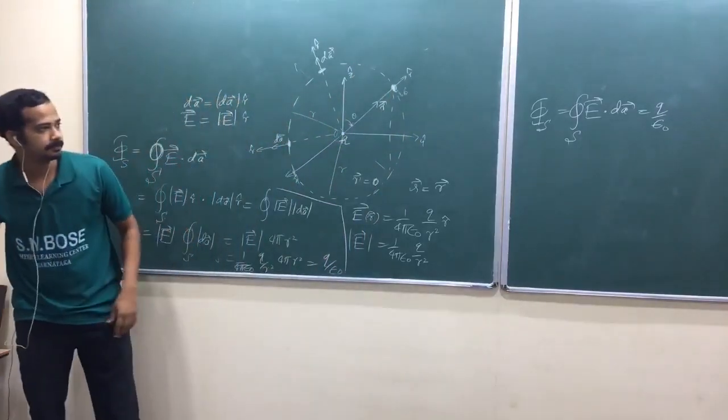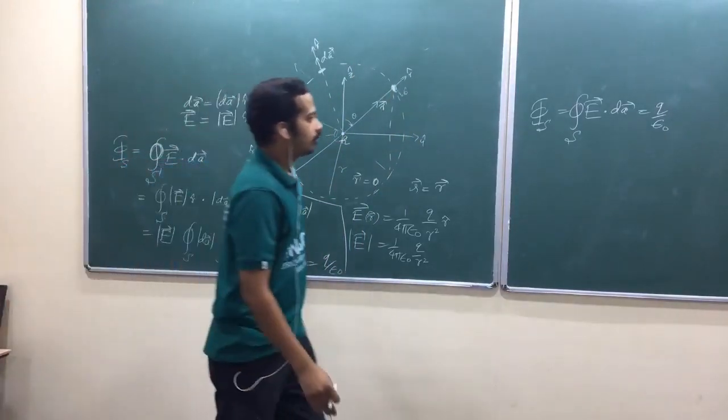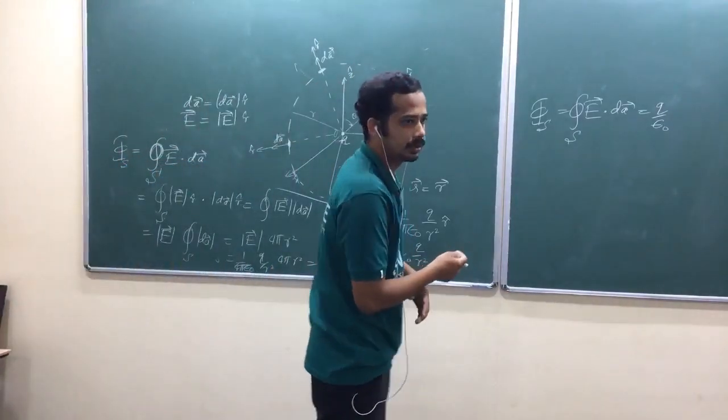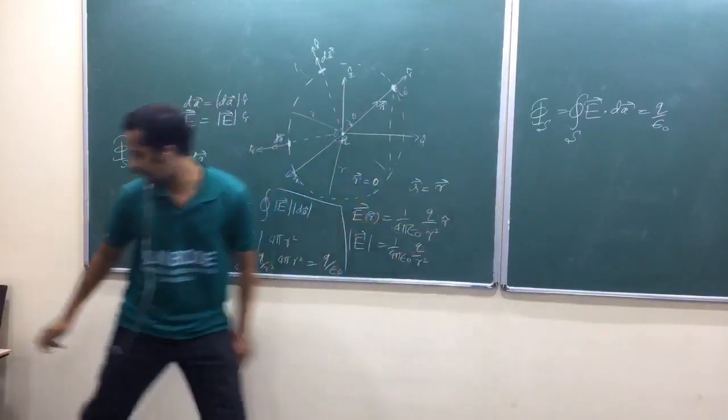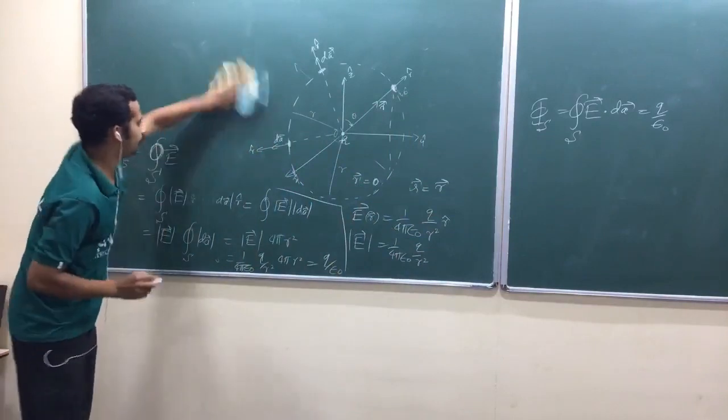So now what I do here is, I'll have many charges here. Now let me generalize this one like this. Look at here. I'll have many charges.